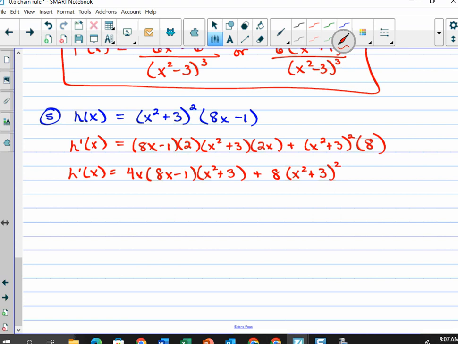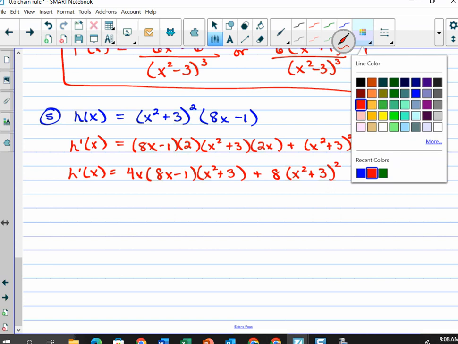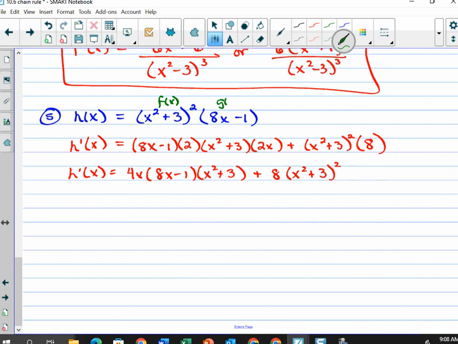Do you see it? Let me show you something. I look at it as this guy was f of x and this guy was g of x. And so my derivative, I did g of x times f prime plus f of x times g prime.